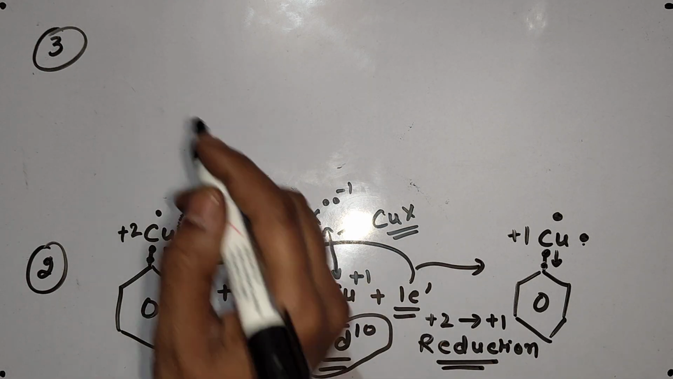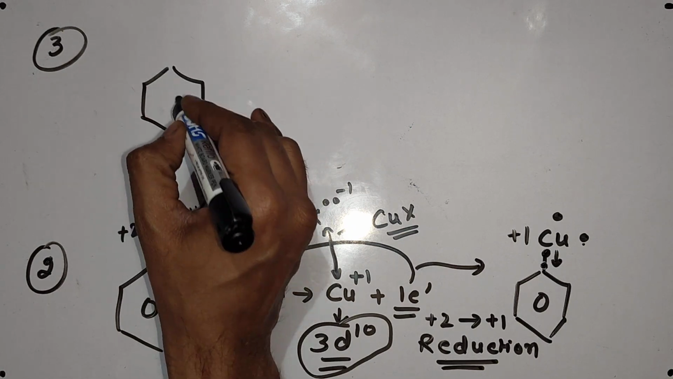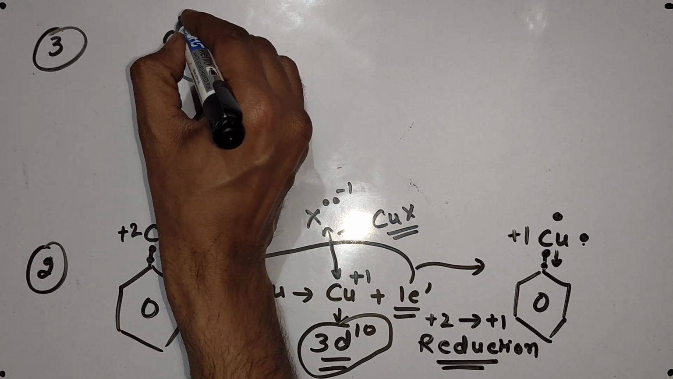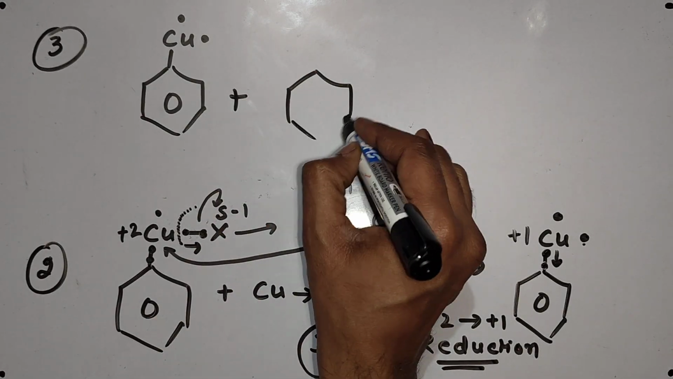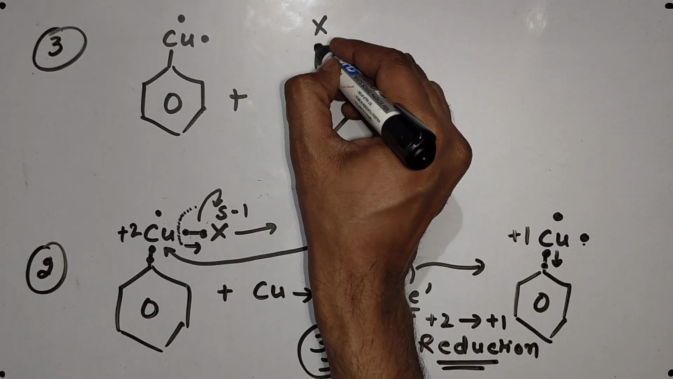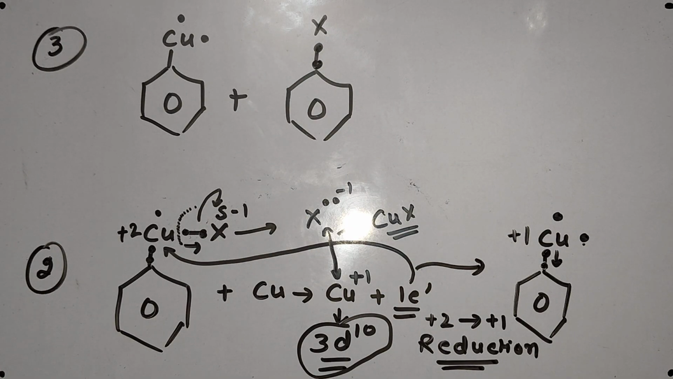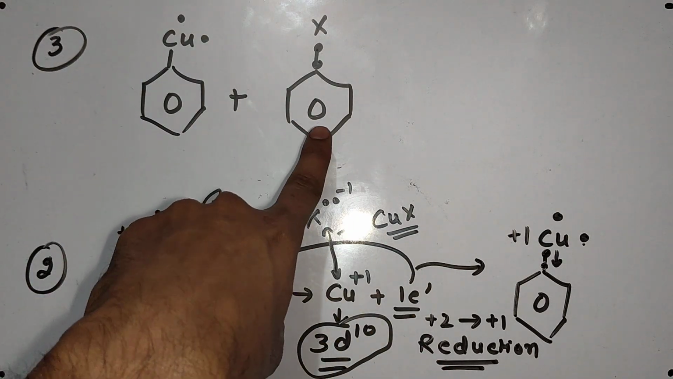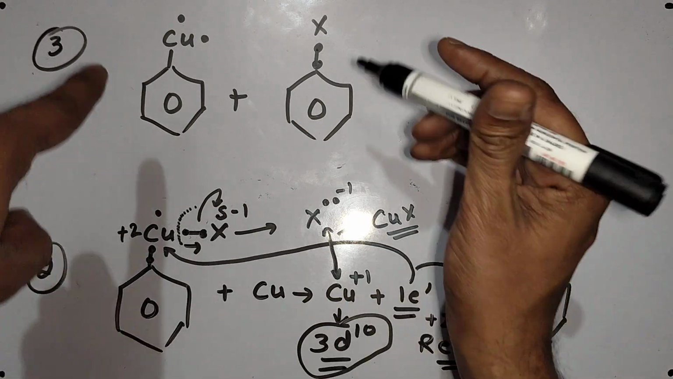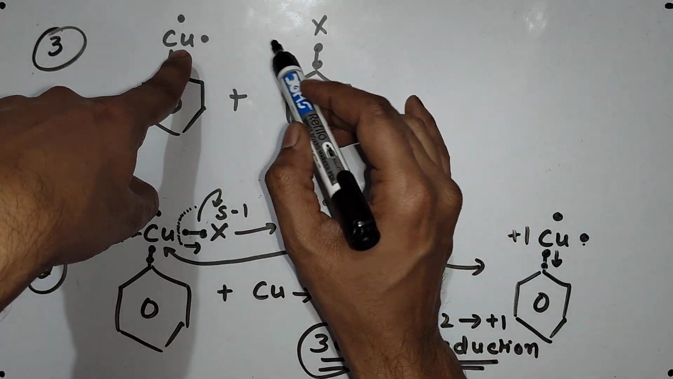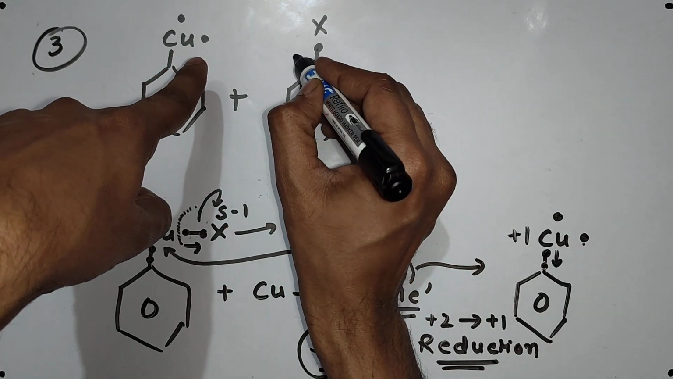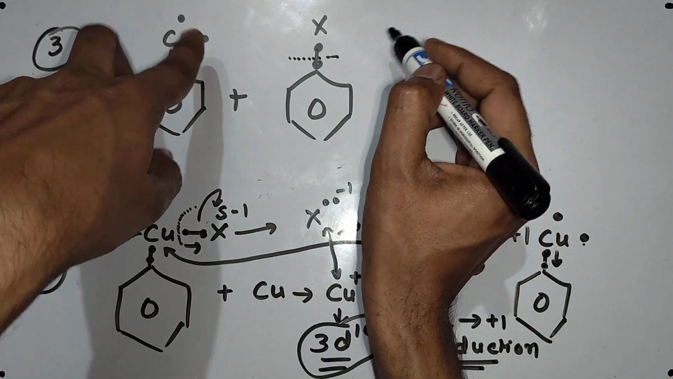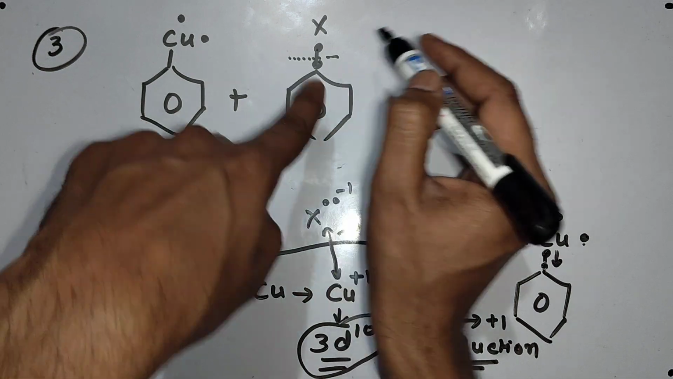This is another intermediate which we got. What will it do? It will react with another haloarene particle. In the balanced chemical equation, we saw two haloarene particles were there. One we have utilized. Now the second one. What will it do? It will do the same insertion as it did in the first step. Here, this copper will fit itself between carbon and X.